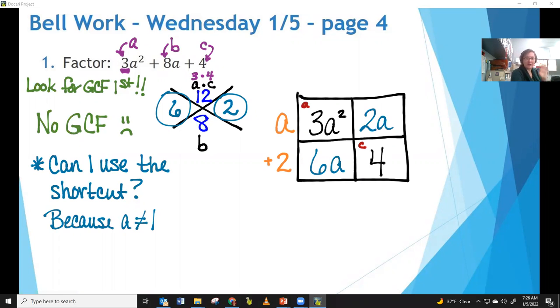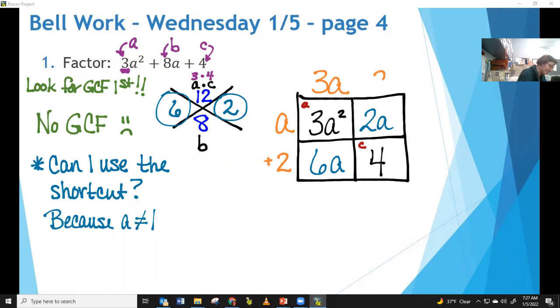Now I need to do the left 2 and the right 2. So here's the left 2 boxes. I need the GCF, the biggest thing that those 2 have in common. 3a, nice work. And now the right 2 boxes, 2a and 4. Those have a 2 in common.